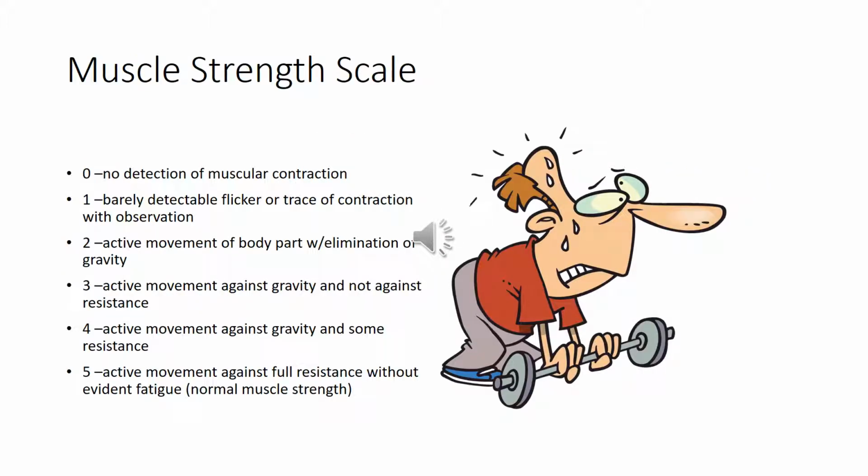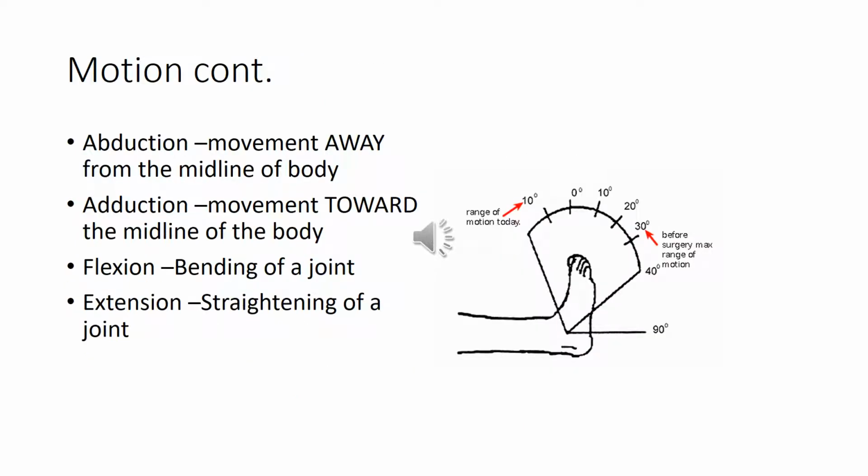So here's that muscle strength scale that I was talking about. It's also on page 1498 of your book. You probably want to review the terms that we used when we learned about range of motion back in foundations. Some of the main ones are abduction. Remember, that is away from the body. Adduction is moving it towards the body. Flexion is the bending of the joint, and extension is straightening the joint.